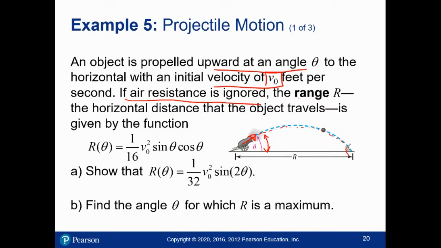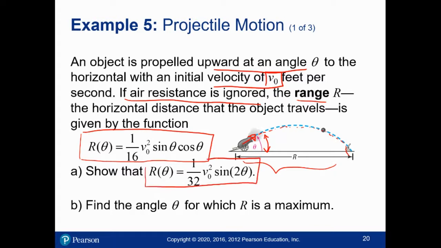Ignoring air resistance, the final range r, the actual distance the object travels before hitting the ground, is given by the following function. 1/16 times the initial velocity squared times the sine of the angle times the cosine of the angle. So step A, show that if you didn't want to use both sine and cosine, you could use this formula here, 1/32 times the velocity squared times the sine of 2 theta, and then use that formula to find an angle so that the range is maximized.